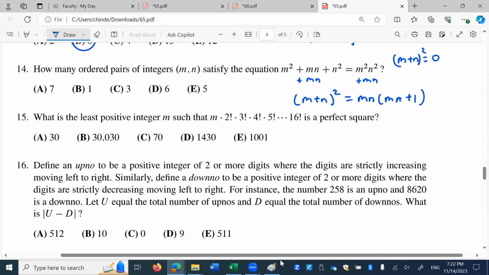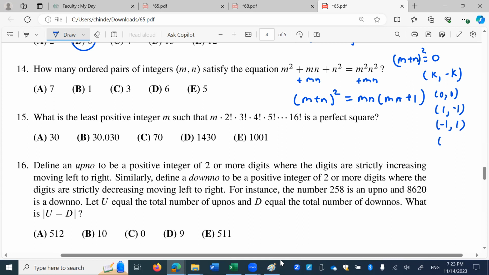how should I say? You're not going to have common factors between n and n plus 1 that make it a perfect square. So, okay, so m plus n has to be 0. So m and n have to be of the form k, negative k, right? And so 0, 0 definitely works. 1, -1, and -1, 1 will also work.